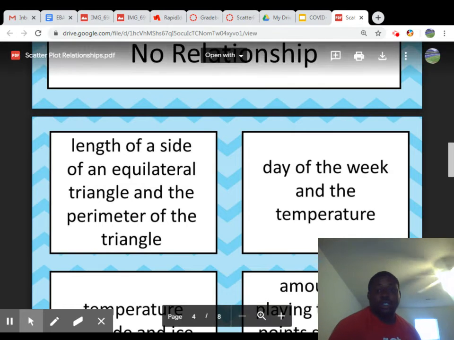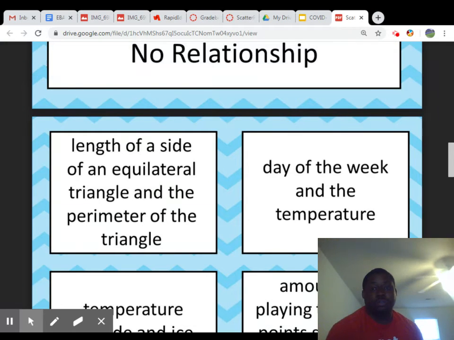This one says day of the week and the temperature. Now let's think about this. We're talking about just in general. I know you can look up this week, and it might say 79 on Monday and 83 on Tuesday and 85 on Wednesday and so forth. So that's just coincidental. In reality, the day of the week does not have any type of relationship or effect on the temperature.